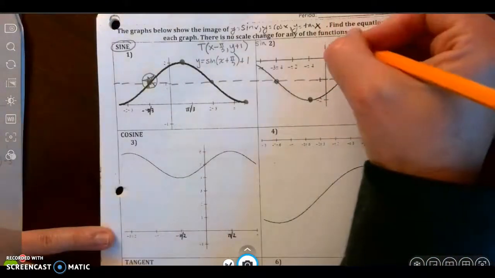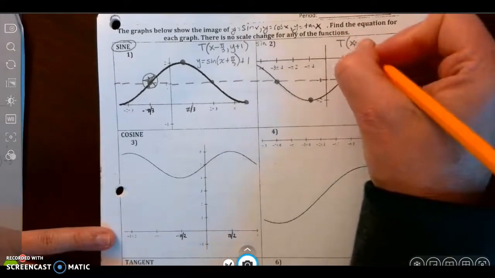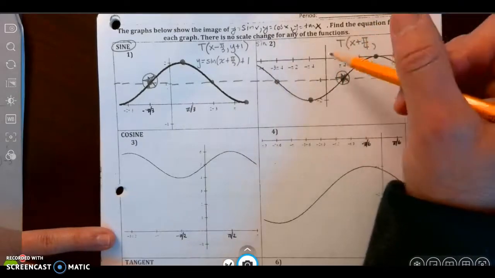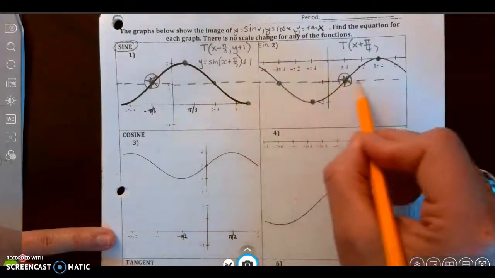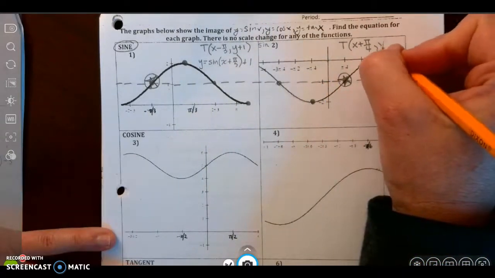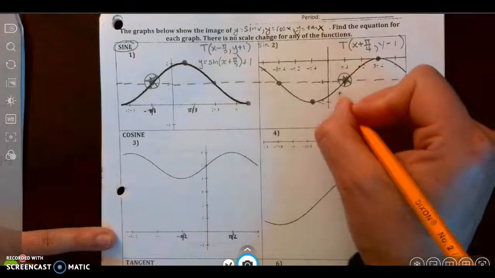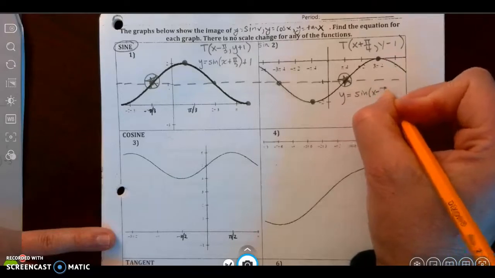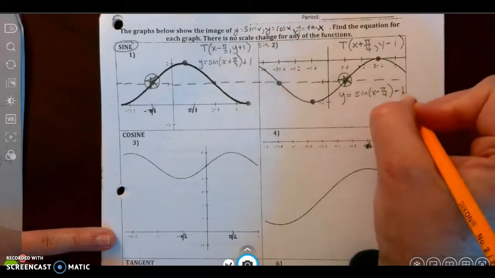So I'm going to write my translation rule. I have moved to the right pi over 4, which is x minus pi over 4. And I have moved down. Now some people want to say, oh, I moved down too. No, you look for the axis. The axis went from being here at 0 to being at -1, so y minus 1. I can therefore write my equation, y equals the sine of x minus pi over 4, minus 1.